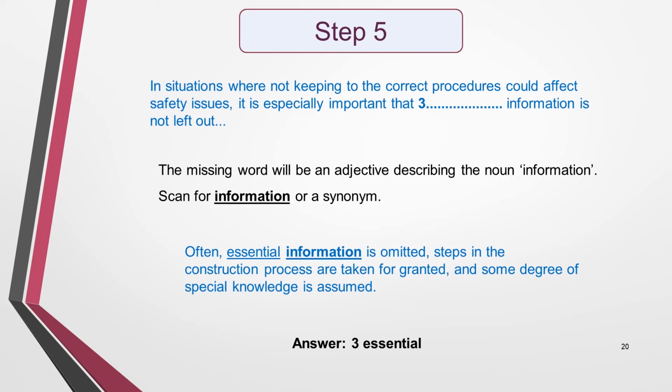I scan the text. The text setter has been kind and information is in the next sentence, which reads, "Often essential information is omitted, steps in the construction process are taken for granted, and some degree of special knowledge is assumed." The answer is obviously going to be the adjective associated with the word information, which comes before it. It's essential. Well, that's the third answer found.